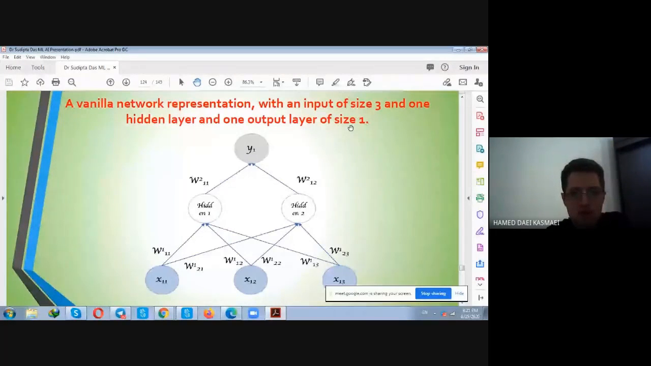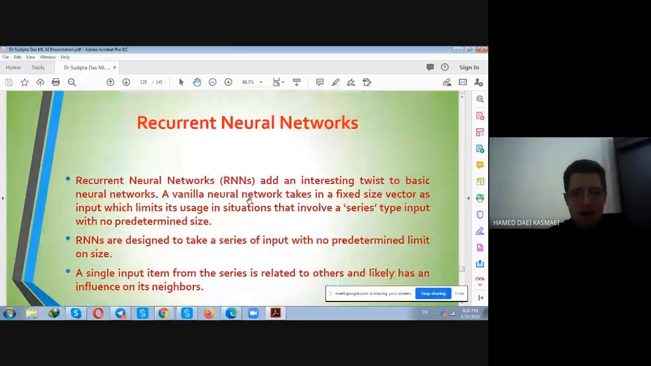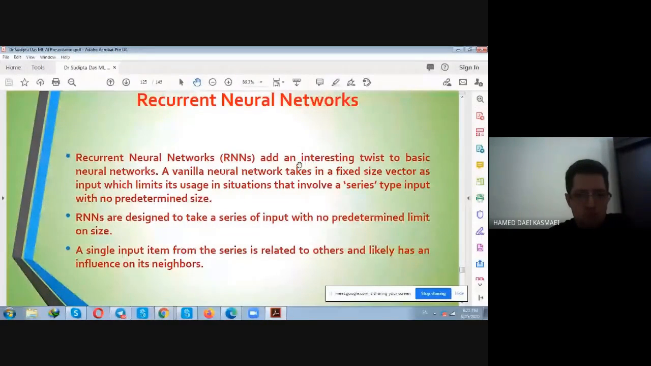You use size 3, size 2 for the hidden layer, and 1 for the output layer. Recurrent neural networks add an interesting twist to basic neural networks. A vanilla neural network takes in fixed-size vectors as input, which limits its usage in situations that involve series-type input with no predetermined size. RNNs, or recurrent neural networks, are designed to take a series of input with no predetermined limit on size.